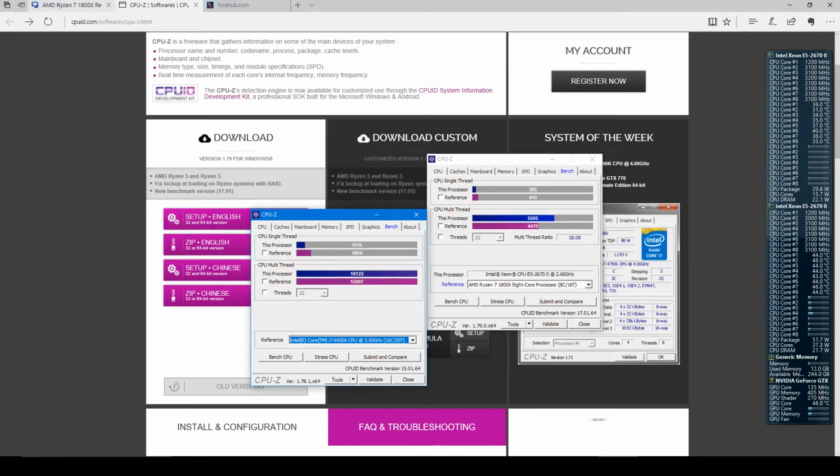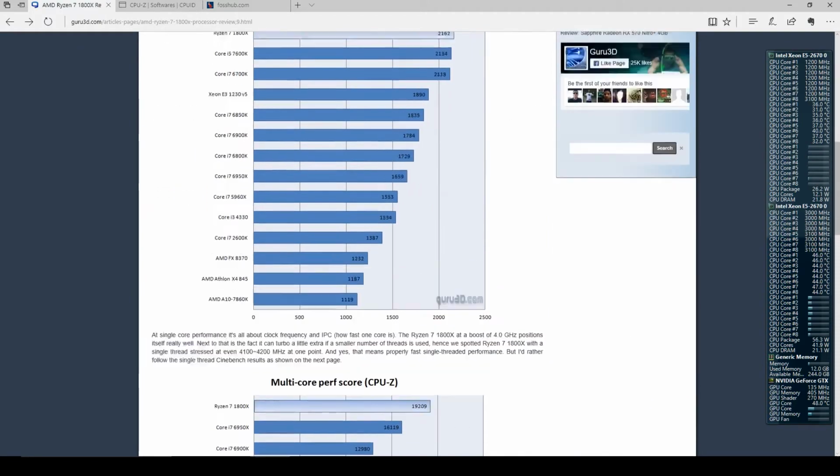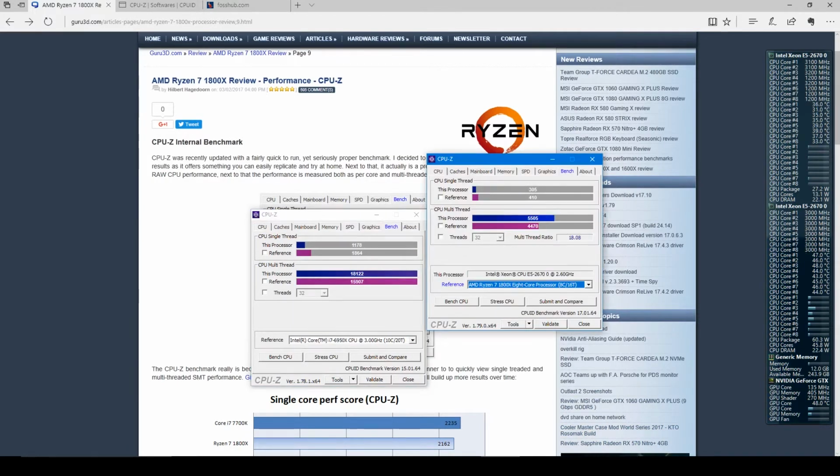So going back and looking at some of the numbers, these are published from when Ryzen first came out in early March. And you see the scores here: single core 2162, which is a fantastic score, and multi-thread 19209. So I got to thinking, how did this new benchmark change anything? I looked at the 1.79 numbers, which, taken by themselves, don't really mean anything, right? Because you have to compare them with something.